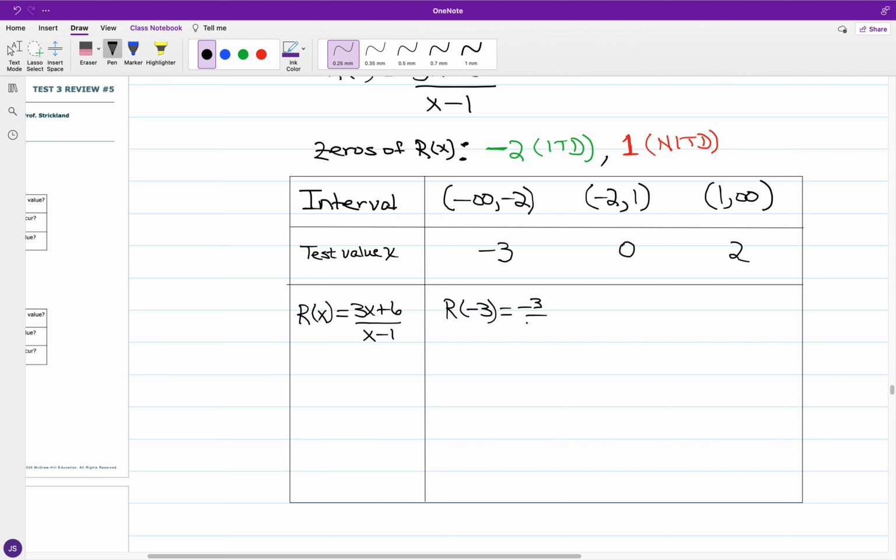And for the case of what we have for r of 0, we have 6 over -1, so r of 0 will be -6. And for r of 2, we got 3 times 2 is 6 plus 6 is 12, 2 minus 1 is 1, so you have a 12-to-1 ratio. So r of 2 is equal to positive 12.